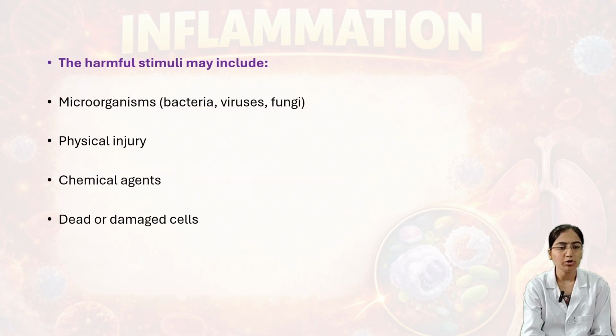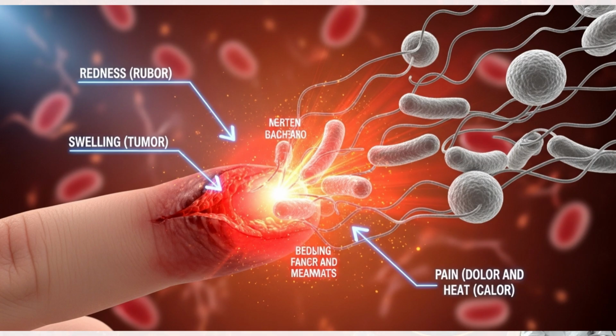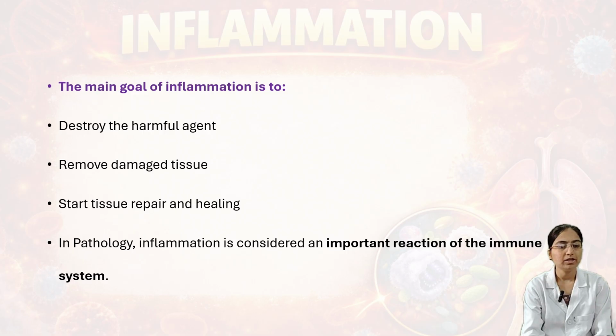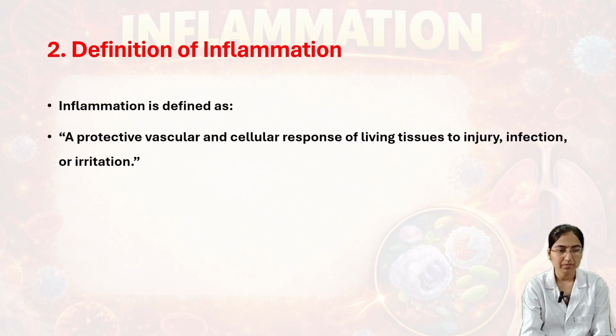The harmful stimuli may include microorganisms like bacteria, viruses, or fungi, and then physical injuries, chemical agents, and dead or damaged cells. The main goal of inflammation is to destroy the harmful agents, remove damaged tissues, and start tissue repair and healing. In pathology, inflammation is considered an important reaction of the immune system.